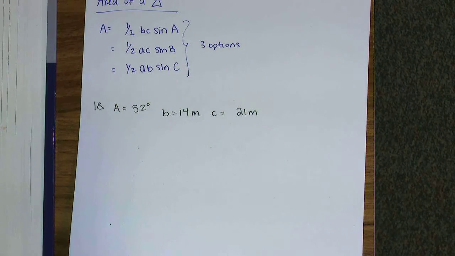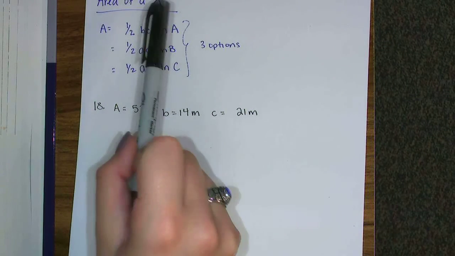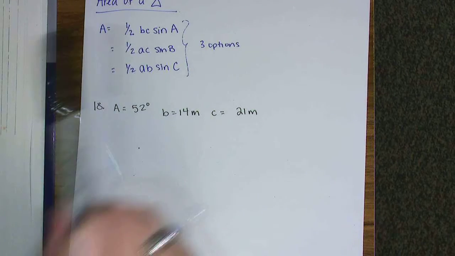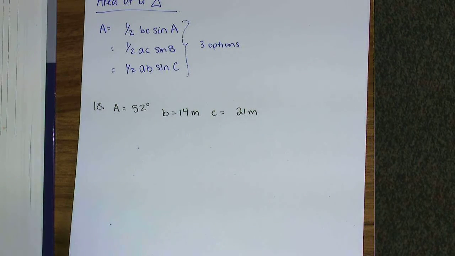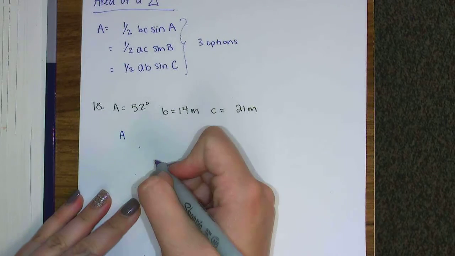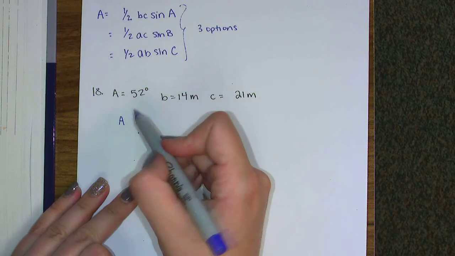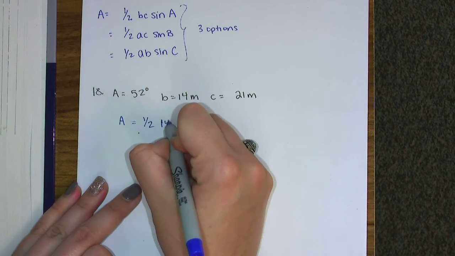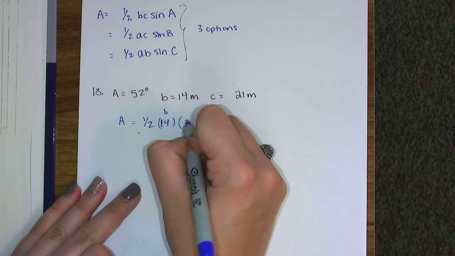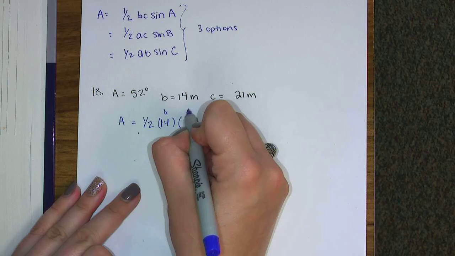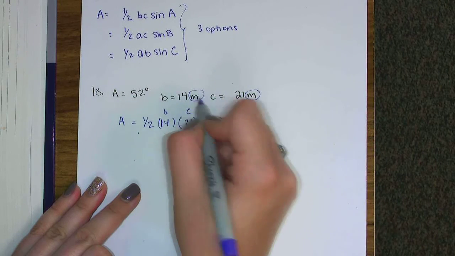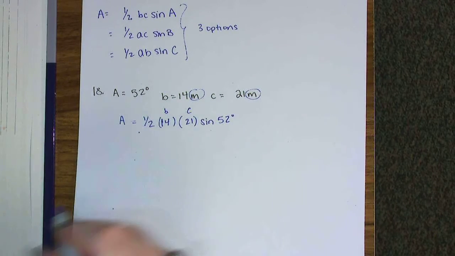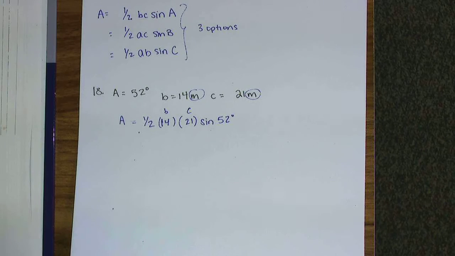So I just have to find the formula that has all that stuff involved, and that's going to be this first one. Now obviously that A is area, that A is my angle. So A is equal to 1/2 BC, so 14 times 21. And remember, keep up with the fact that your units here are in meters. Sine of 52 degrees. And then you can just do that on your calculator.